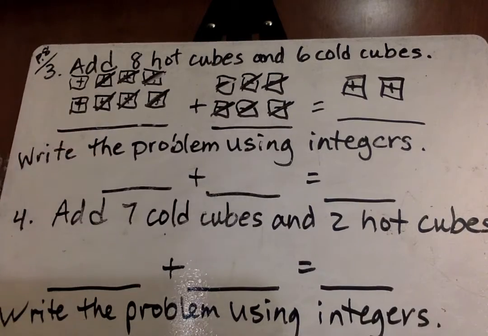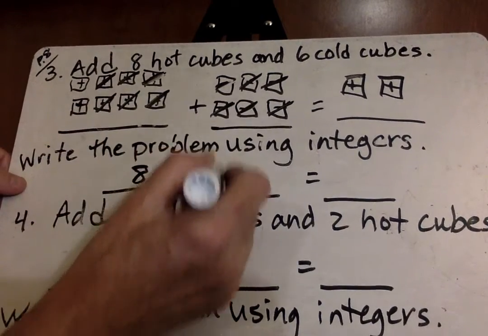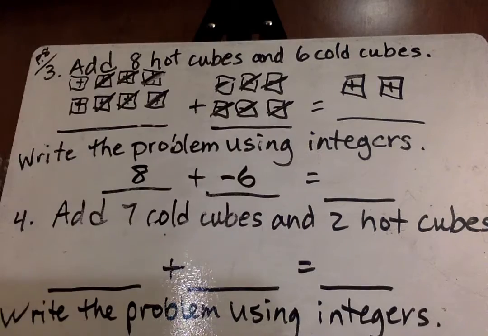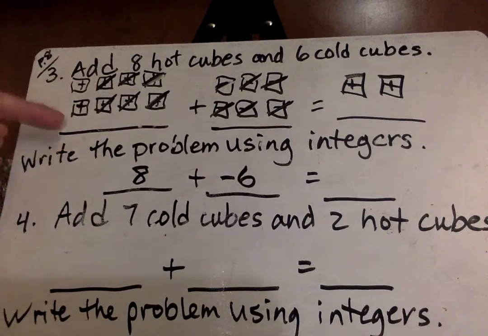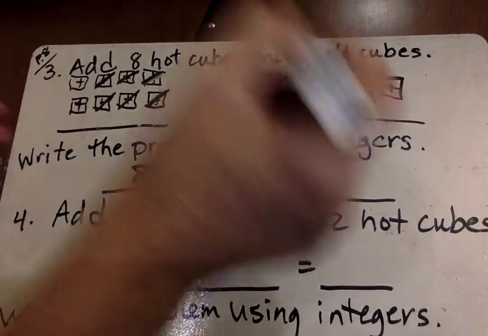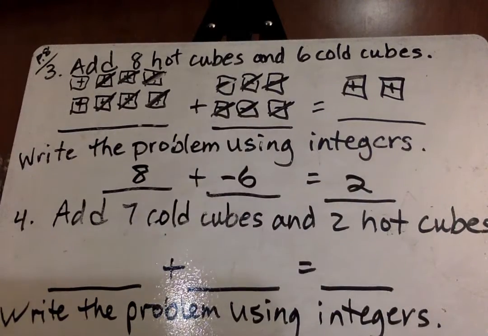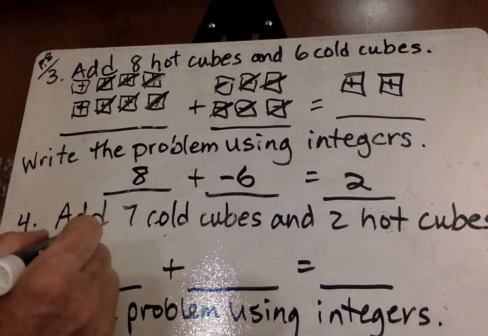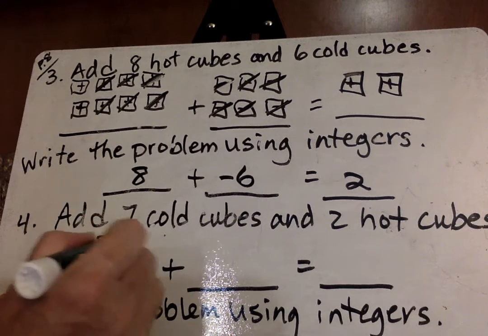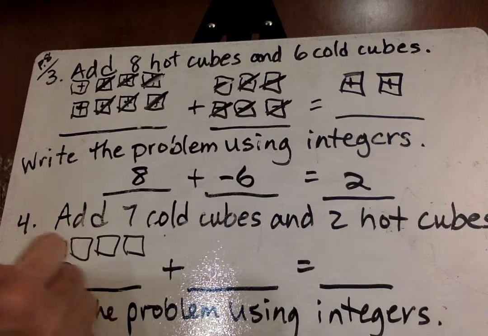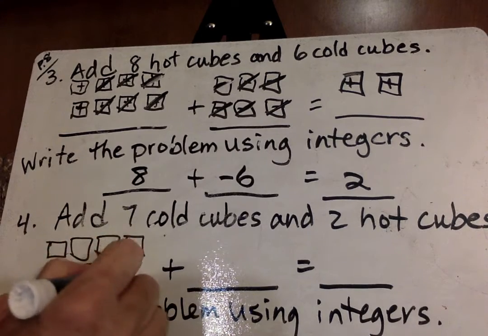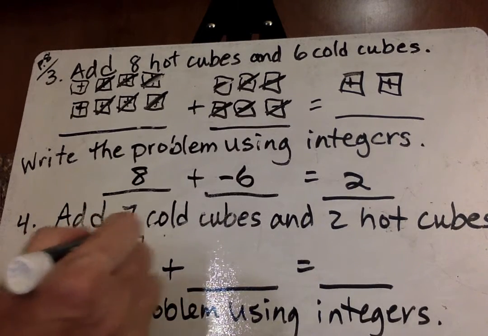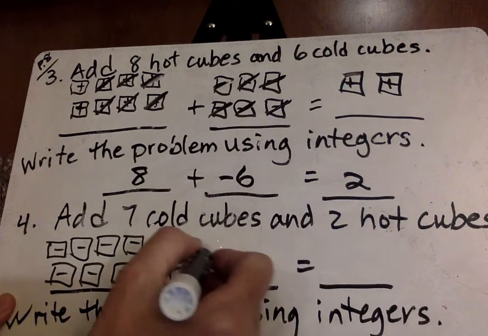Okay. We write the problem. We have 8 plus, and we had 6 cold cubes, so 8 hot cubes, so those all positive, 6 cold cubes, and the answer is 2. And when it's positive, we usually don't write the plus sign. Okay, now for 4, add 7 cold cubes. So this cold one's all negative, right? And 2 hot cubes.